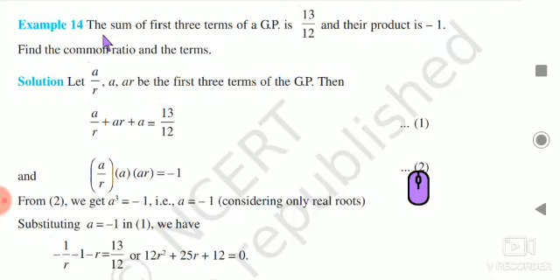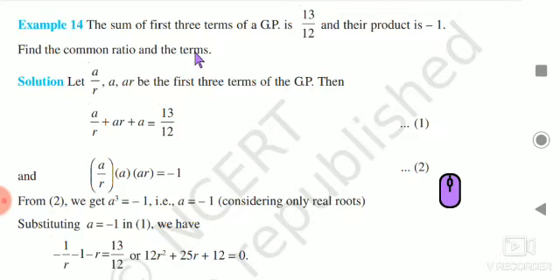Dear student, this is an important question from the exam point of view. Example number 14, which is solved from the textbook. The sum of the first three terms of the GP is 13 by 12. My dear students, here we have been given the sum of the first three terms, which is 13 by 12. That is S3 is equal to 13 by 12. The product of the first three terms is minus 1. Find the first term and the common ratio.